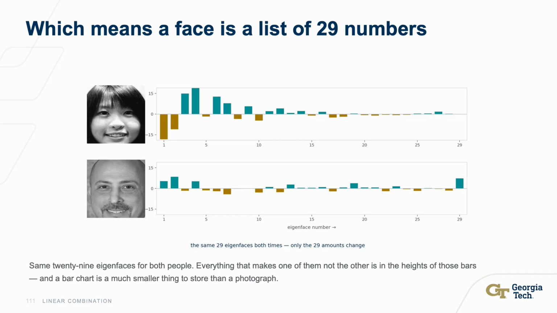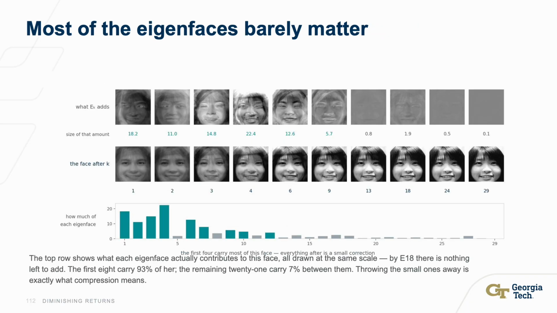Two people here, and the same 29 faces for both. Everything that makes one of them and not the other is in the height of these bars. If you want the equation on the board, it is: face equals mean plus C1 times E1 plus C2 times E2, all the way to C29 times E29. The eigenfaces are an alphabet shared by everybody. The coefficients are the word that spells this particular person. And a bar chart is a very much smaller thing to store than a photograph.